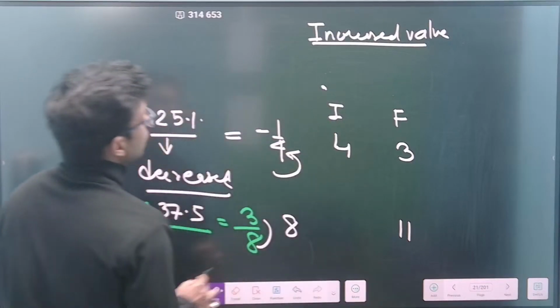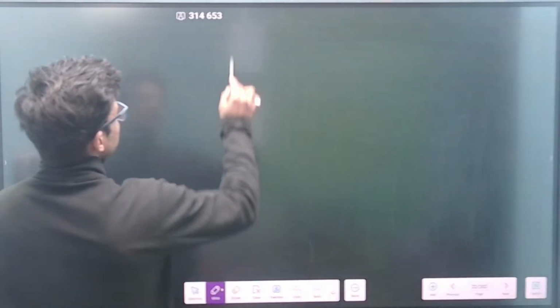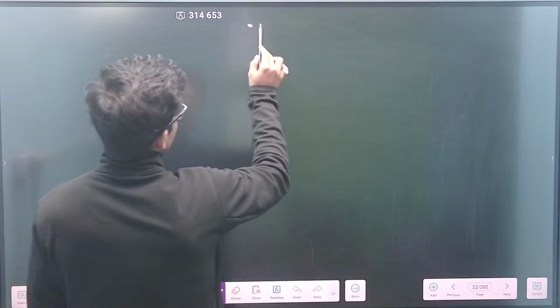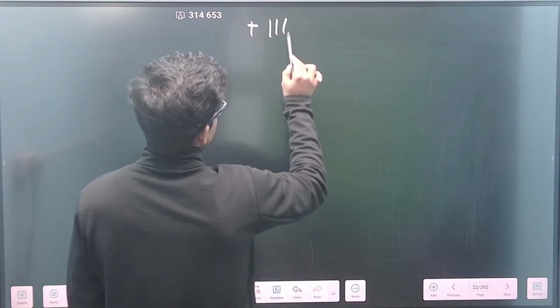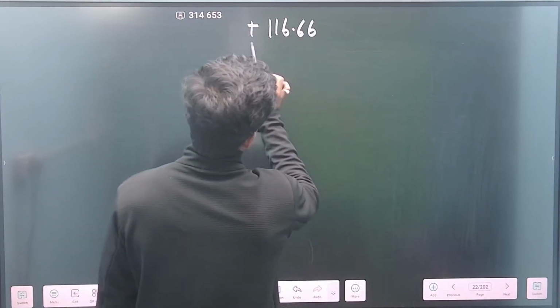Suppose I write down that there is an increment of 116.66%. How can you write this now?